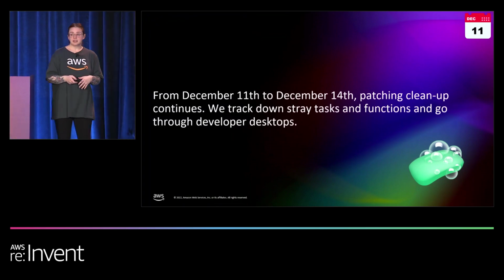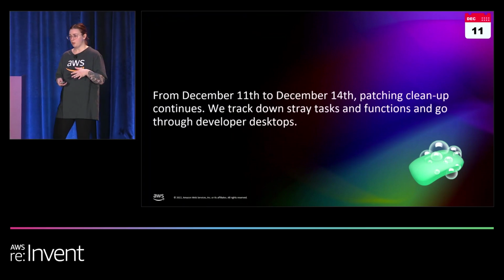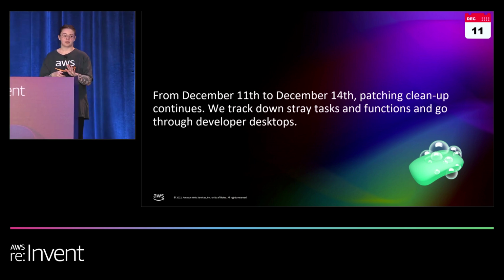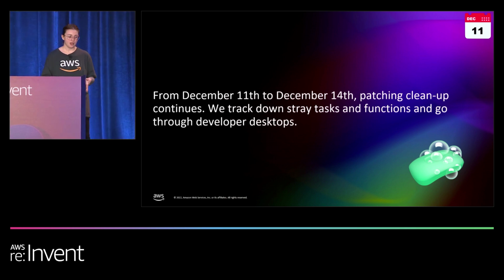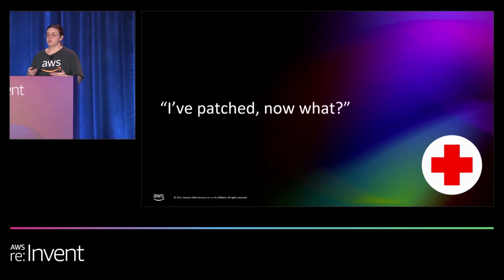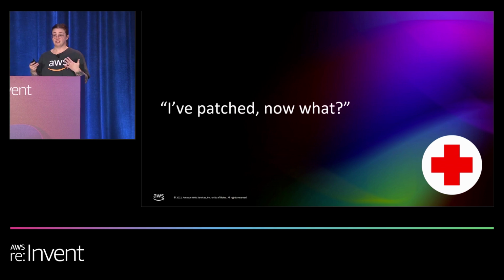So from the 11th to the 14th, patching work continues. We track down some stray tasks, we track down stray functions, we fix developer desktops. And then it's time to start looking at our fourth step. I've patched, and now what do I do?